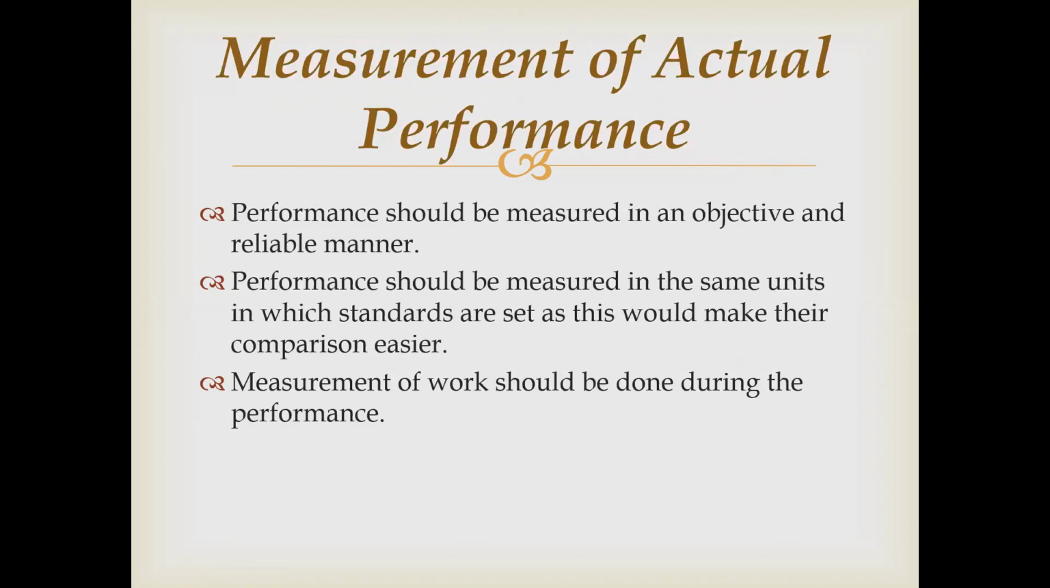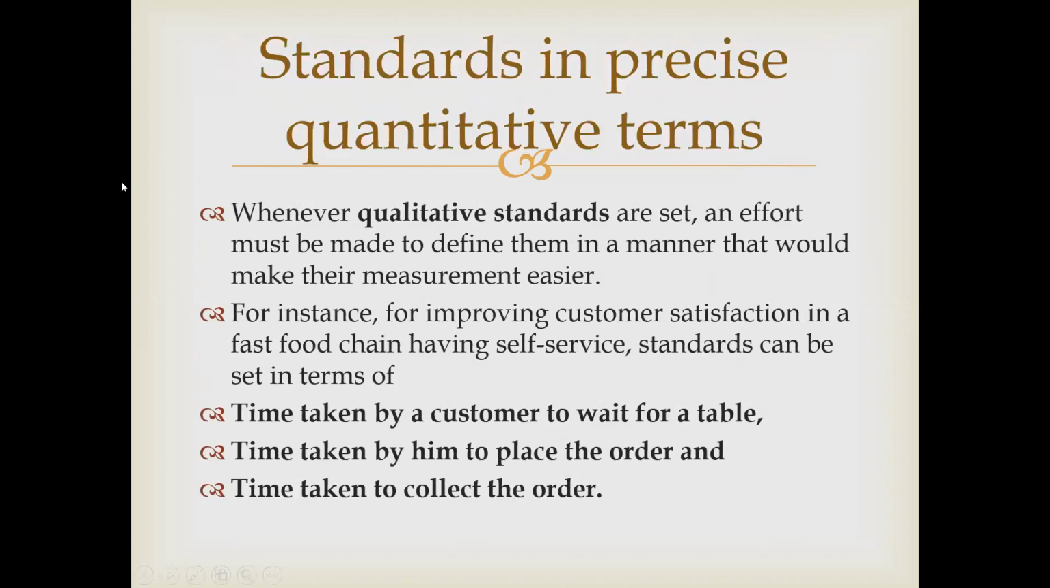The second step in the controlling process is measurement of actual performance. जो आपका actual result है उसको हम measure करते हैं. और जब हम actual result को measure कर रहे होते हैं बेटा तो हम वही यूनिट्स लेते हैं जिनमें हमने स्टैंडर्ड सेट किए हैं. देखिए अगर मैंने स्टैंडर्ड सेट किया है, लेट्स से प्रीवियस स्लाइड में देखते हैं, हमने स्टैंडर्ड सेट किया कि कस्टमर सेटिस्फेक्शन हम जानने के लिए देखेंगे कि व्हाट इज द टाइम टेकन बाय द कस्टमर टू वेट फॉर अ टेबल, टू प्लेस एन ऑर्डर एंड टू कलेक्ट द ऑर्डर.